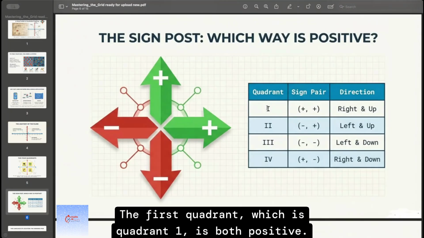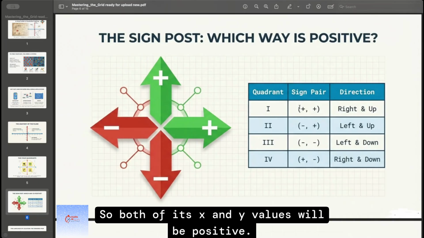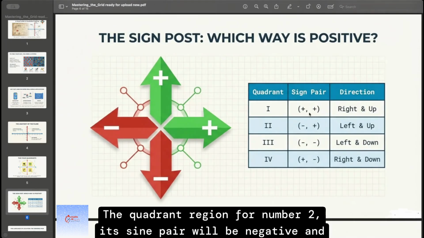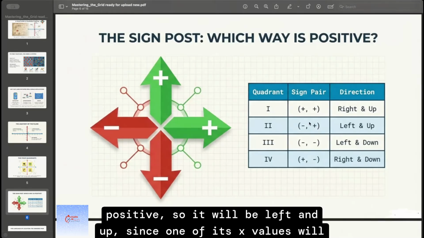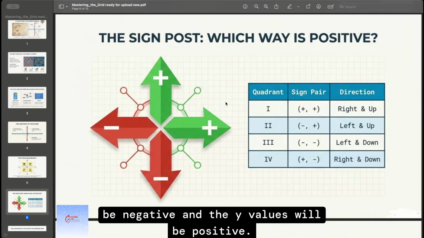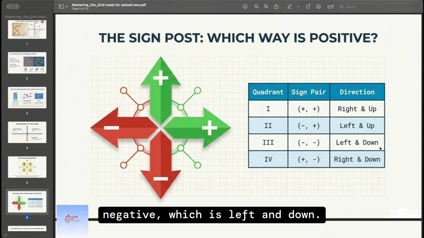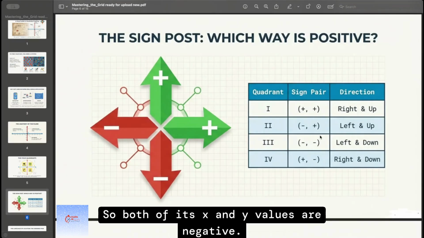The first quadrant, quadrant 1, is both positive, so both its x and y values will be positive. Its direction will be right and up. For quadrant 2, its sign pair will be negative and positive, so it will be left and up, since its x value will be negative and the y value positive. The third quadrant's sign pair would be both negative, which is left and down, so both its x and y values are negative.